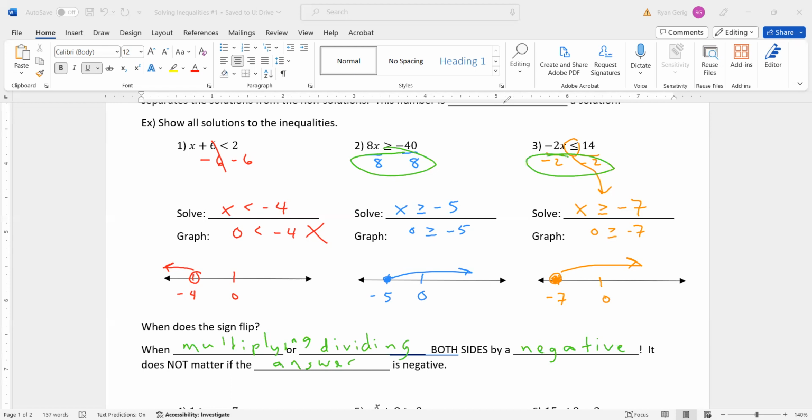So real quick, I'll show you. X divided by -4 is greater than -10. I'm going to multiply both sides by -4. That flips the sign. -10 times -4 is +40. Yes, the answer is positive. Doesn't matter. I multiplied by a negative, it flips the sign. Let's do some more practice.